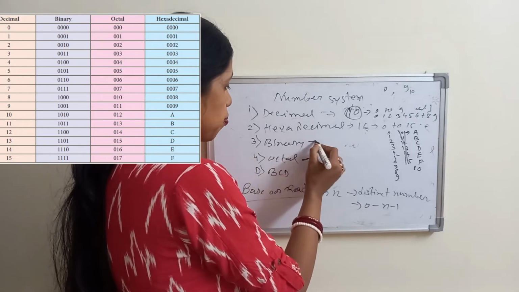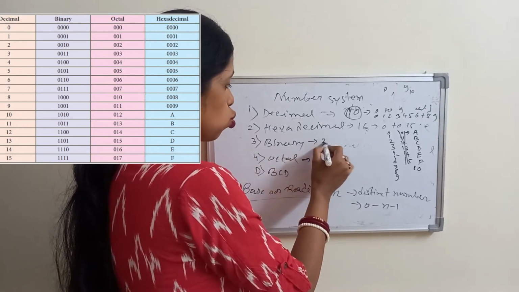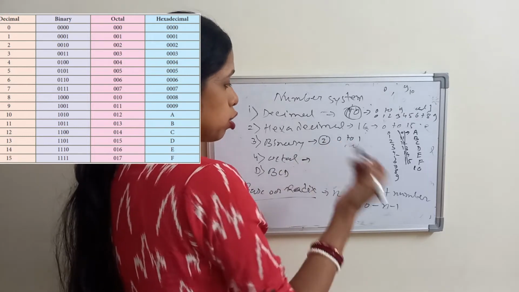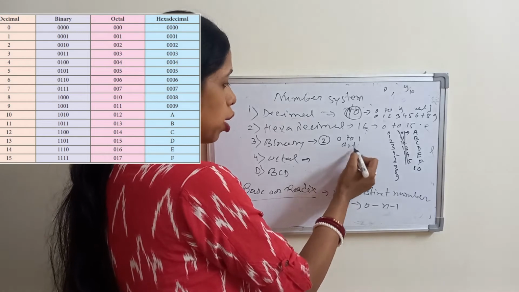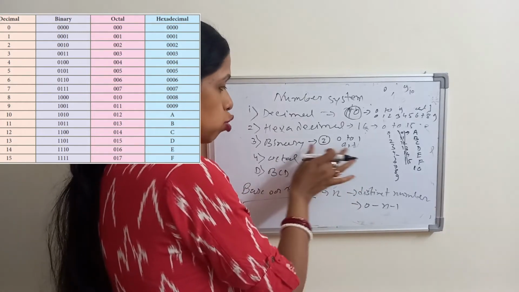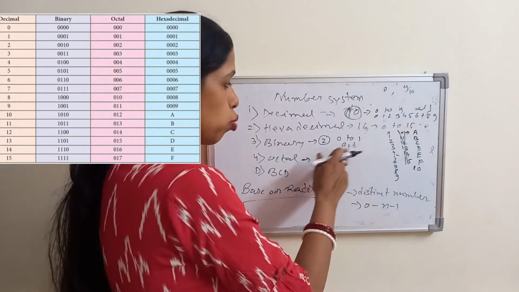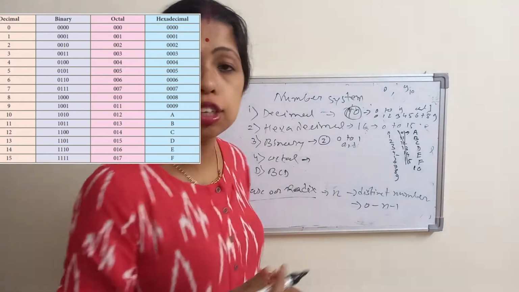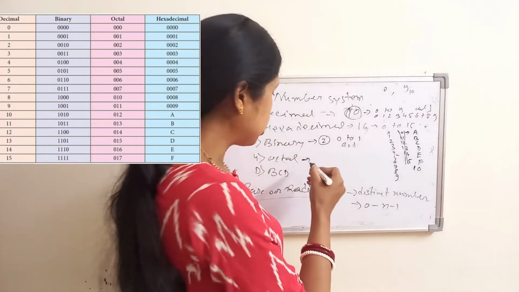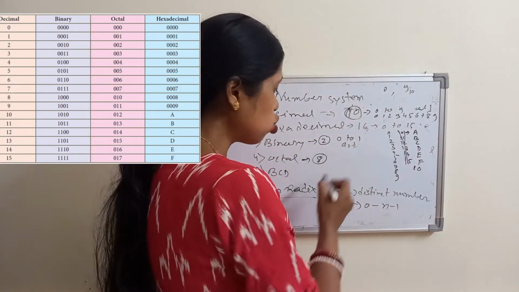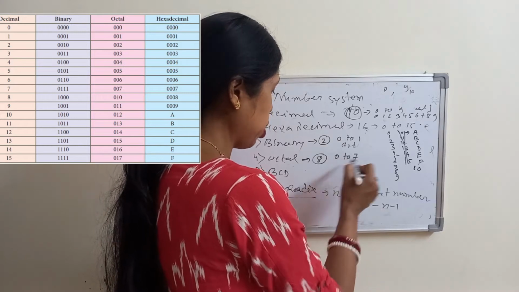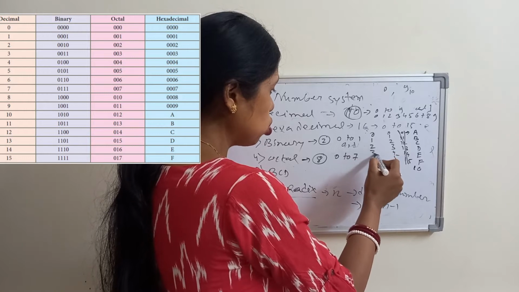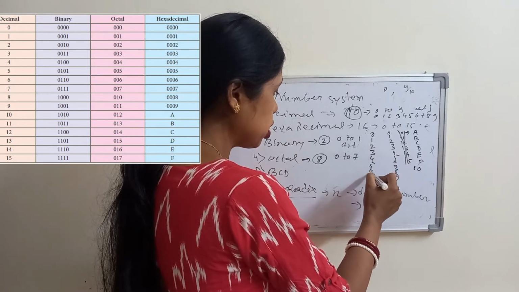Binary means the base is 2. Base is 2 means how many distinct numbers are there? 0 to 1, only two numbers are there, 0 and 1. That is mainly used for digital electronics purposes. Then come to the 8, octal. Octal is related to 8, so the base is 8. How many distinct numbers are there? 0 to 7: 0, 1, 2, 3, 4, 5, 6, 7.